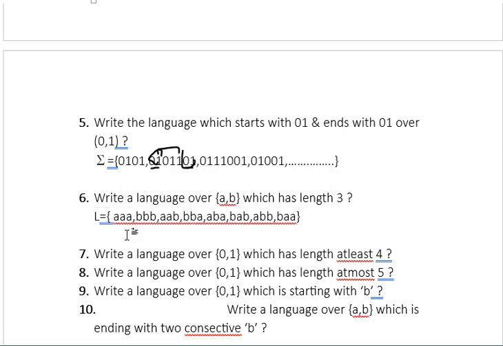So this is a finite language. Why? Because the length is 3, means 2 power 3 equals 8. So we can form 8 strings. So we can stop at a particular point. So that's why this is a finite language.